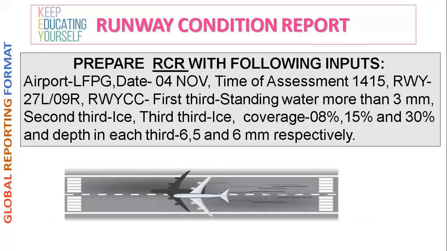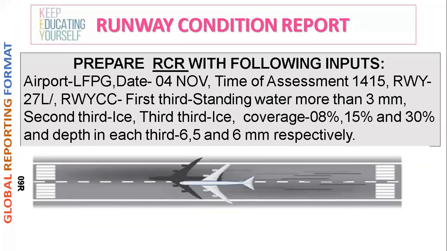Then the runway condition code is given like this. For the first third, standing water more than 3 mm. Second third is ice. Third is ice. Coverage is 08%, 15% and 30%. And depth in each third is 6, 5 and 6 mm respectively. So first third depth is 6 mm, second third is 5 mm and the third is 6 mm. So this is our runway. We have already given the details.